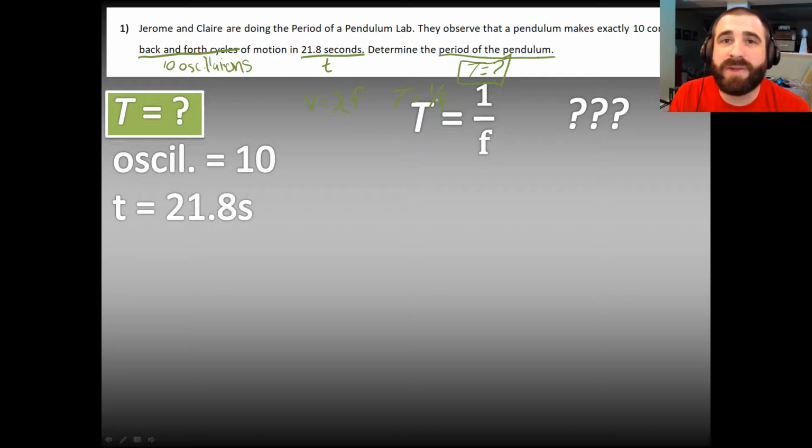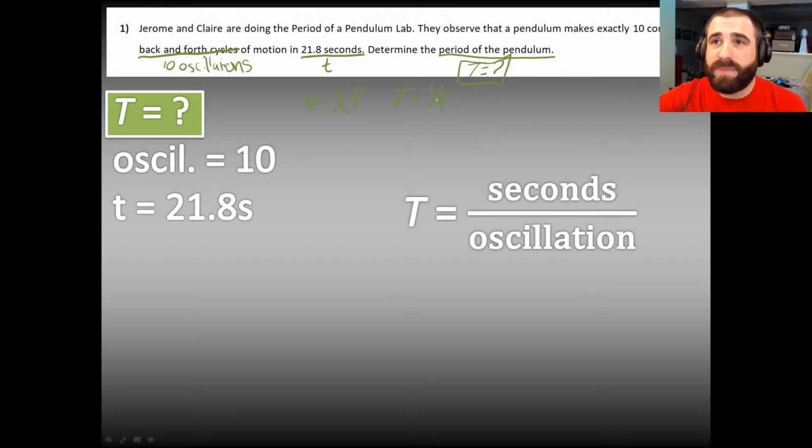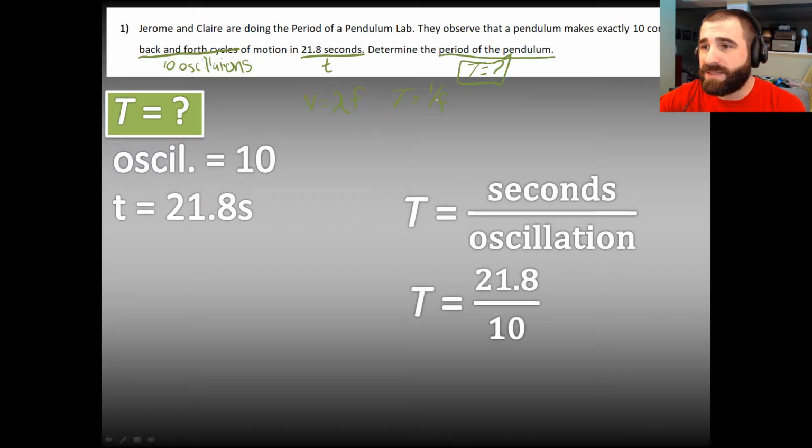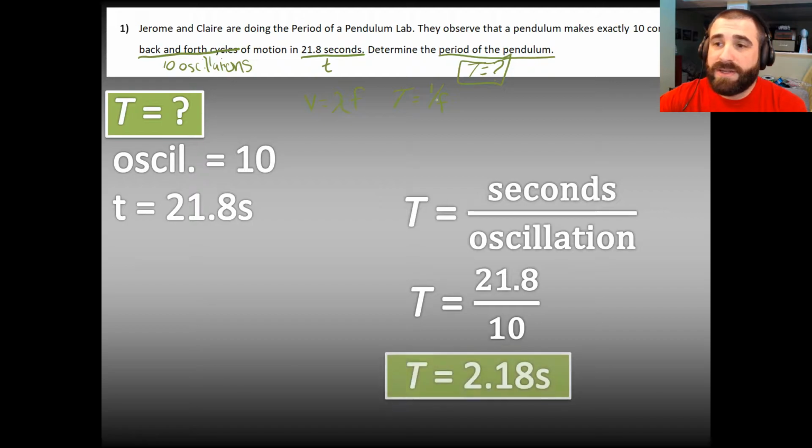Well, one of the things we do with wave problems, and we've done this a couple of times before, is use the definition of something as an equation. The period is how long it takes to make one wave, or, like we said before, seconds per wave. So we can use that as an equation. Period equals how many seconds per oscillation. We know there were 21.8 seconds for 10 oscillations, so that gives us a period of 2.18 seconds. Simple enough, which should make sense.